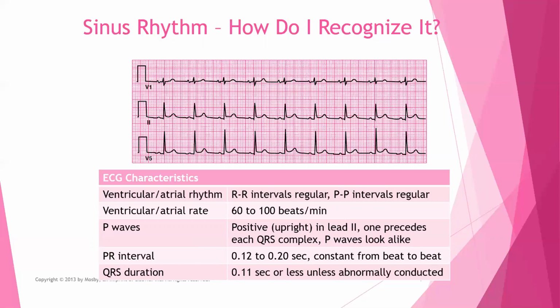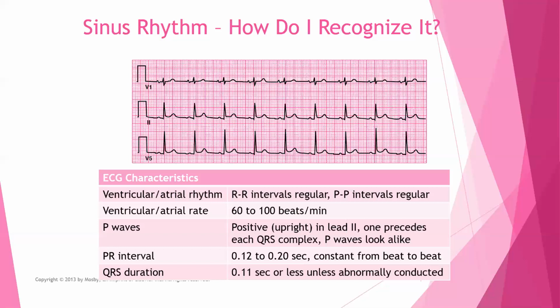Our QRS duration is 0.11, or remember we've said it could be 0.12. There's always that forgiveness of a little box, so you'll see some references say 0.12. In any case, 0.11 or 0.12 or less is what we expect for our QRS. If it's wider or longer than that, that tells us that there is a delay in the conduction.